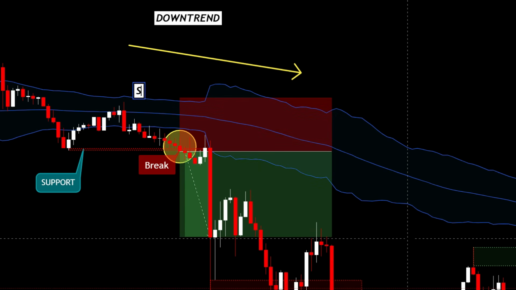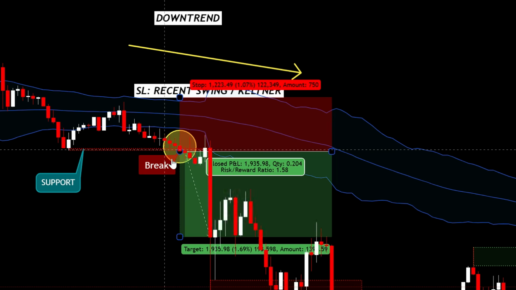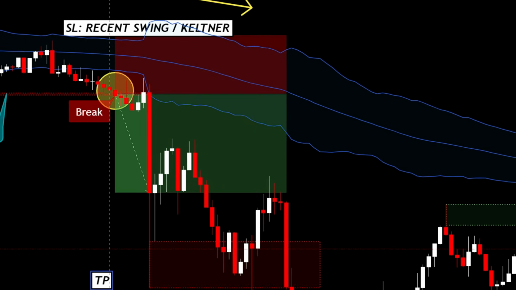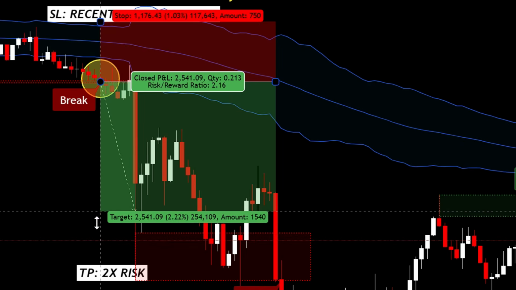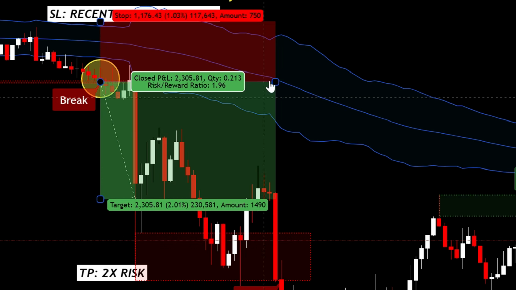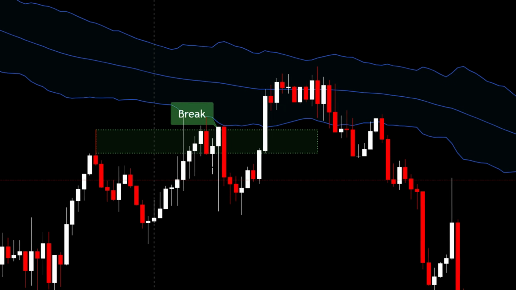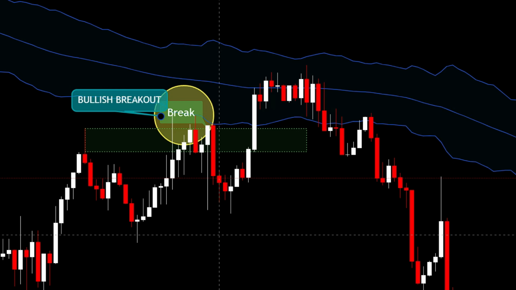For risk, I'd place the stop loss just above the recent swing high or slightly over the channel. And target about twice the risk. Later on, the indicator marked a bullish breakout of resistance, but since price was still under the channel, the trend was down, so we skip it. No need to fight momentum.